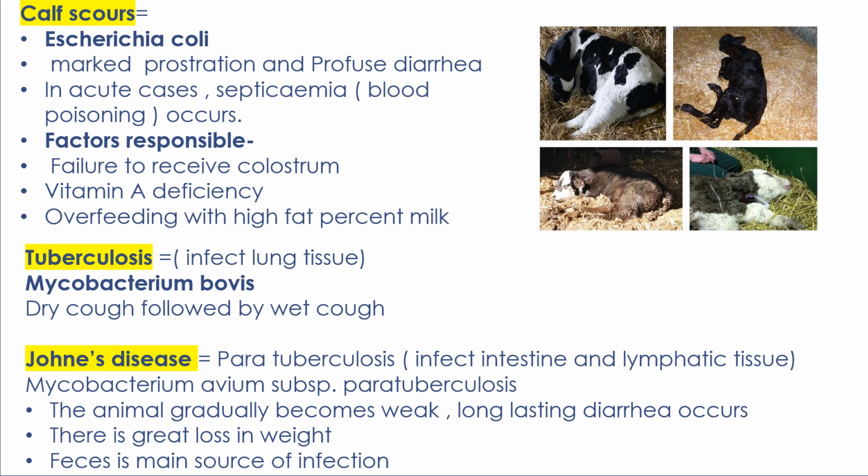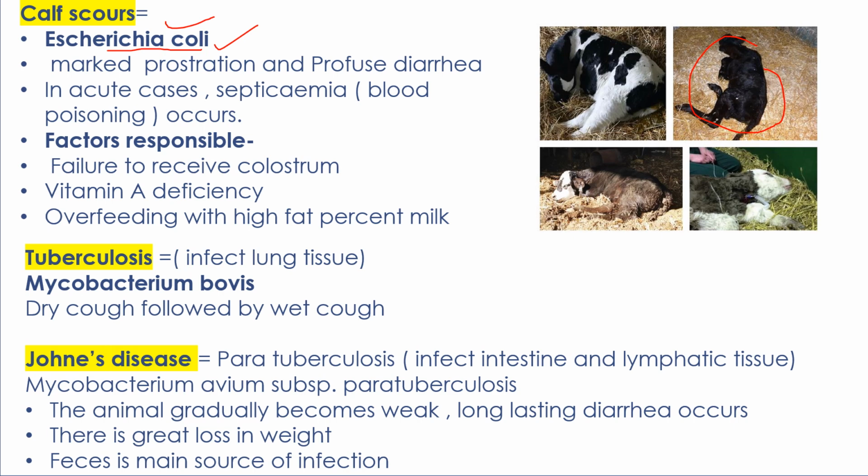So now we will talk about the last three bacterial diseases. The first one is calf scours, and it is caused by Escherichia coli. In the picture, you can see that the calf shows prostration, meaning it lies down on the ground, and mostly stays in that state. There is marked prostration, visibly it lies there all day and moves very little. That is the main thing in calf scours, and also there is profuse diarrhea, and in acute cases blood poisoning, which we call septicemia, occurs.